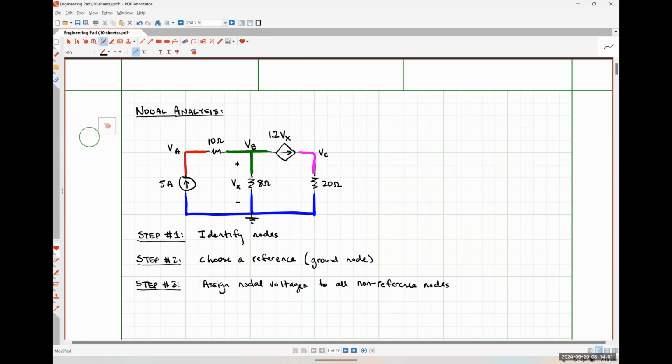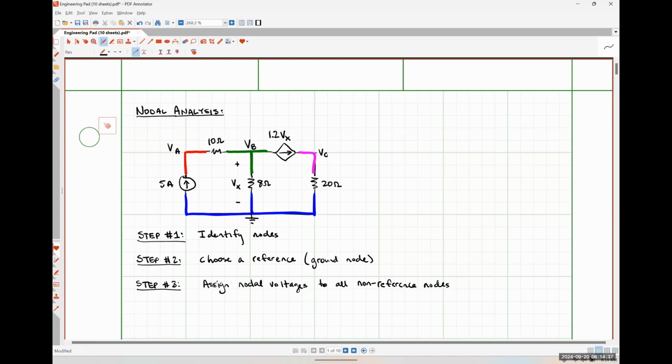This is just a modified double subscript notation. And I know you're saying to yourself, well, hey, when you talked about double subscript notation on the second day of class, there were 2 subscripts. How can we have double subscript notation when there's only 1 subscript? So what we're really doing here is we're saying that node A is the positive polarity terminal for voltage VA, and ground is the negative polarity terminal. So ground will always be our negative polarity terminal for all of our nodal voltages.